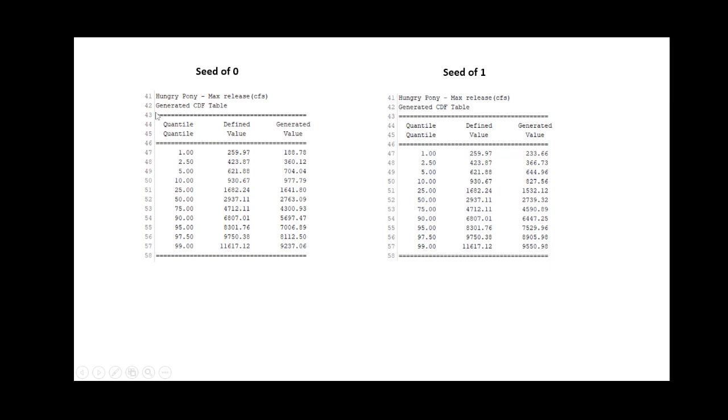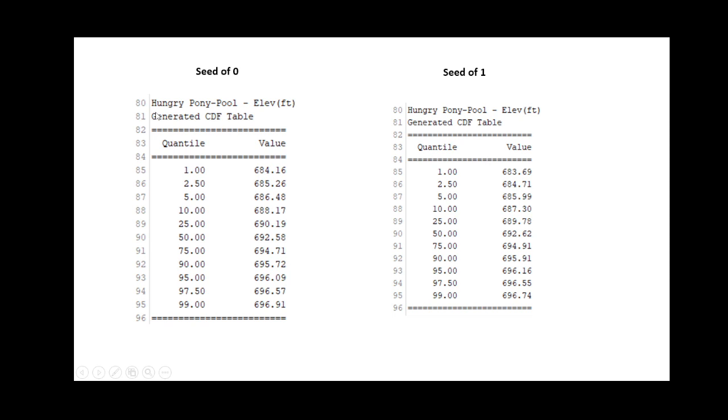So if we look at a seed of 0 and a seed of 1 for our input variable, which is the maximum release that's allowable from the reservoir, we would expect the defined values to be the same regardless of the seed that we have, because that's defined in the distribution that we set. However, when it actually runs through the simulation, we would expect to have different generated values. So you can see that for a seed of 0, our generated values varied from about 189 cubic feet per second to about 9,237 cubic feet per second. When we had a seed of 1, that range was from about 234 cubic feet per second to 9,551 cubic feet per second.